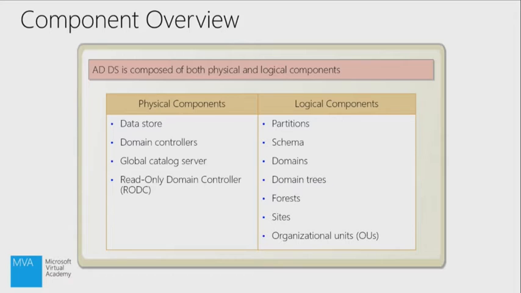Component overview. There's a lot on this slide. We're going to cover each of these pieces individually in the next couple of slides. Physical data components, domain controllers, global catalog servers, and the data store are really the three big, important, I'd say crucial in this case, required physical components to Active Directory Domain Services. Without any one of those three, it doesn't really function.